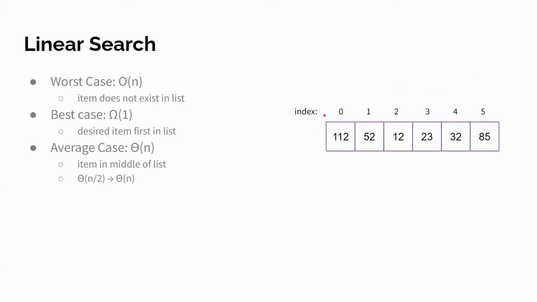So, worst case scenario, the item does not exist in this list at all. Let's say we're looking for 42. Well, we're going to look at this. 112 is not 42. This is not 42. No, no, no, no. Boom. There's no 42, but we still had to look through the entire list before we could determine that.